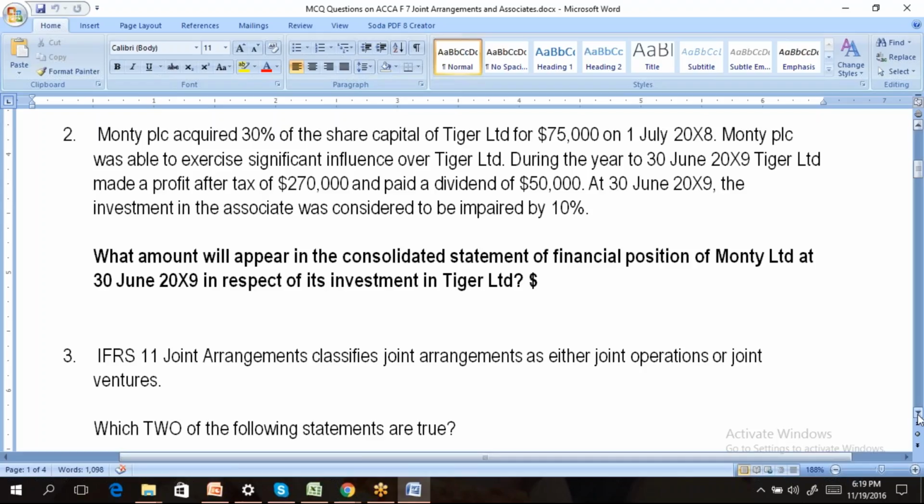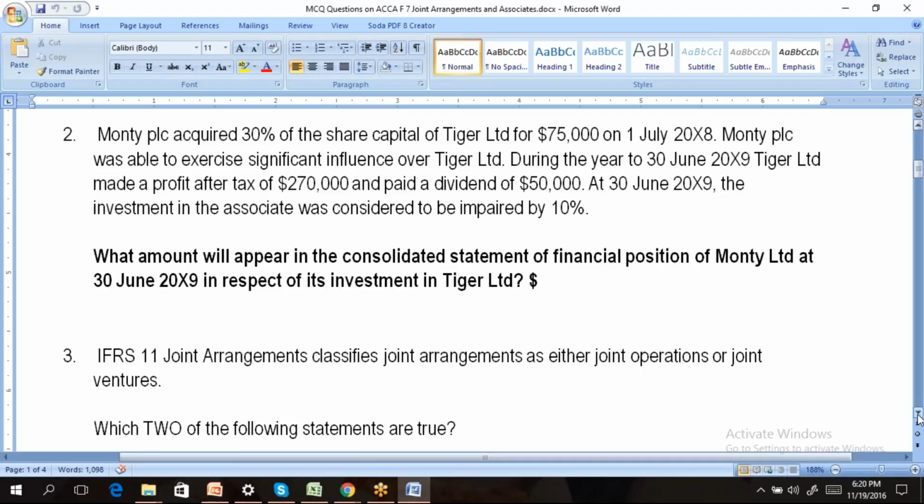So Monty is the company that is holding 30% in Tiger. Now you can see again, most likely they must be having other companies in the Monty group. That is why they have to prepare consolidation. If Monty was just holding 30% in Tiger, you don't need to prepare consolidated financial statements. Right? So now, can you see how you will look at this question?